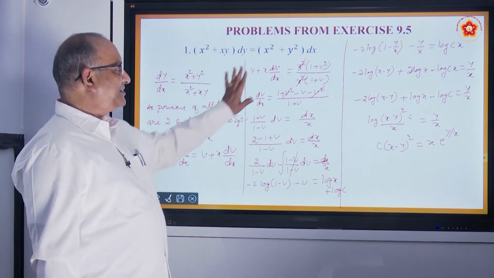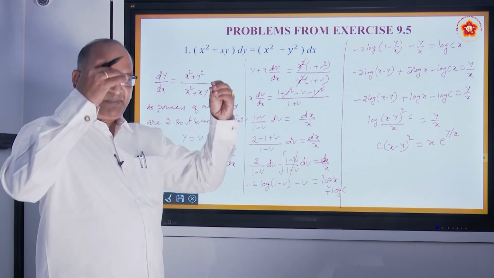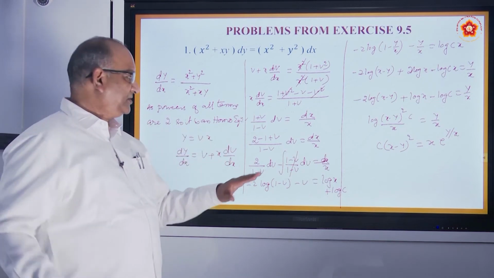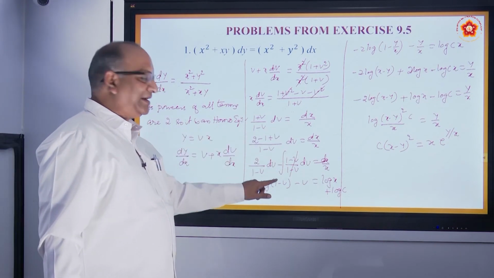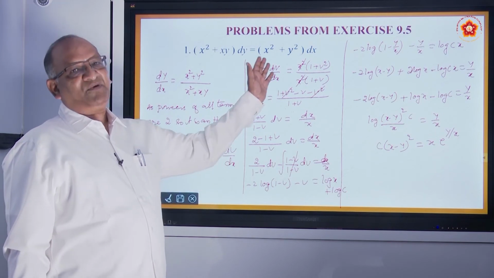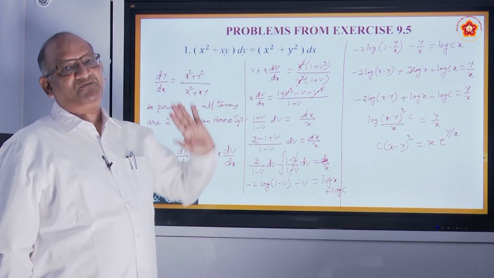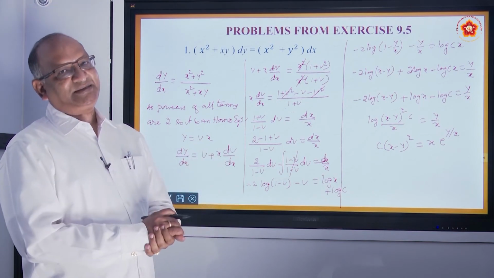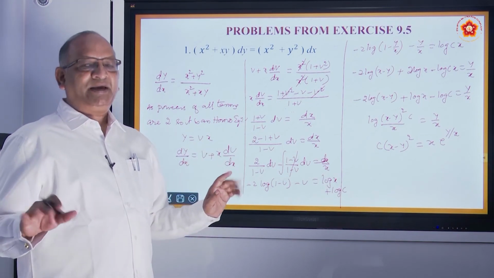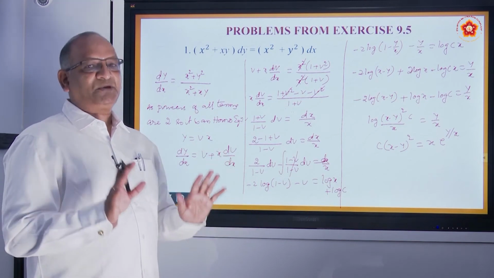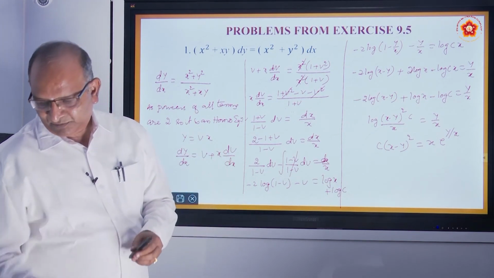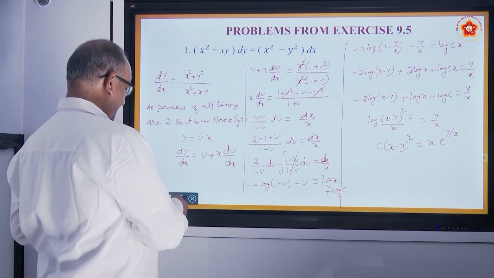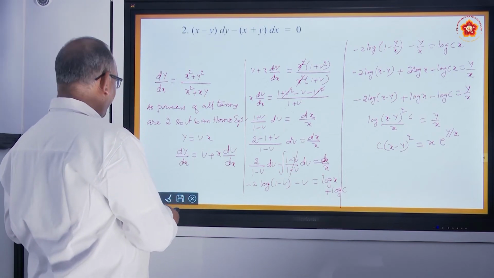We will make this substitution and then simplify it in 1 or 2 steps so that variables get separated. Once variables are separated, we integrate it. And then finally we substitute back the value of v. This is the method of solving homogeneous equations. There is nothing new. Any number of problems you solve, the procedure is going to be the same. So let us move further to the next problem.